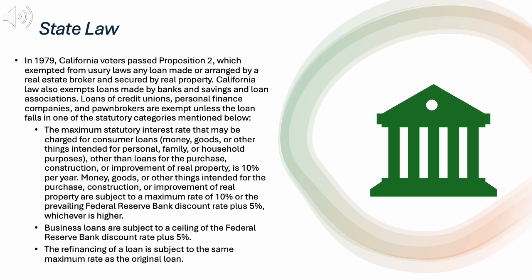The maximum statutory interest rate that may be charged for consumer loans, money, goods, or other things intended for personal, family, or household purposes, other than loans for the purchase, construction, or improvement of real property, is 10% per year. Money, goods, or other things intended for the purchase, construction, or improvement of real property are subject to a maximum rate of 10% or the prevailing Federal Reserve Bank discount rate plus 5%, whichever is higher. Business loans are subject to a ceiling of the Federal Reserve Bank discount rate plus 5%. The refinancing of a loan is subject to the same maximum rate as the original loan.